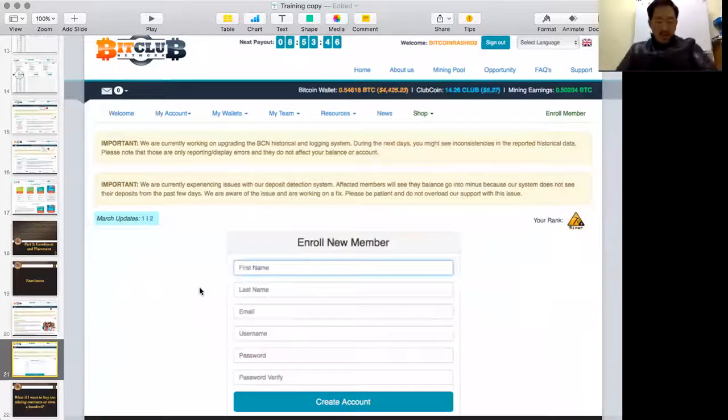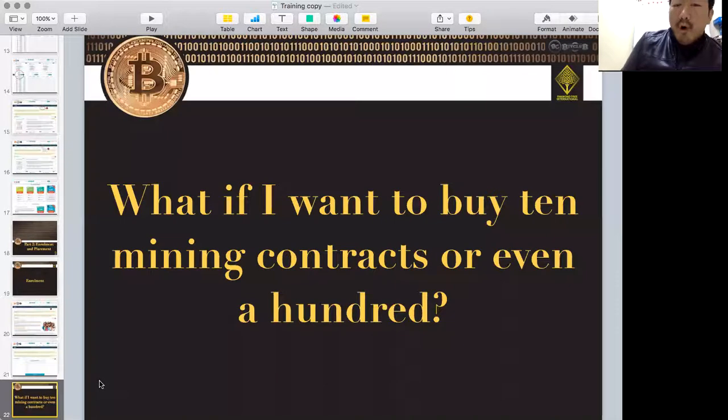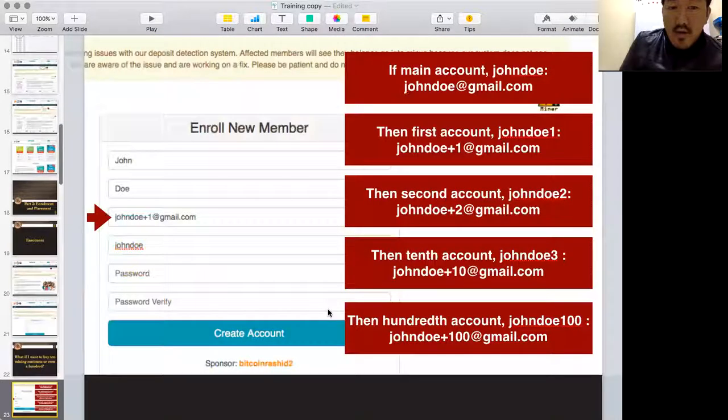Now, if you only bought one founder, and let's say you want to buy more. What if you want to buy 10 more? You want to buy 100 more? Do you need 10 more emails or even 100 more emails? No need. Here's a trick.